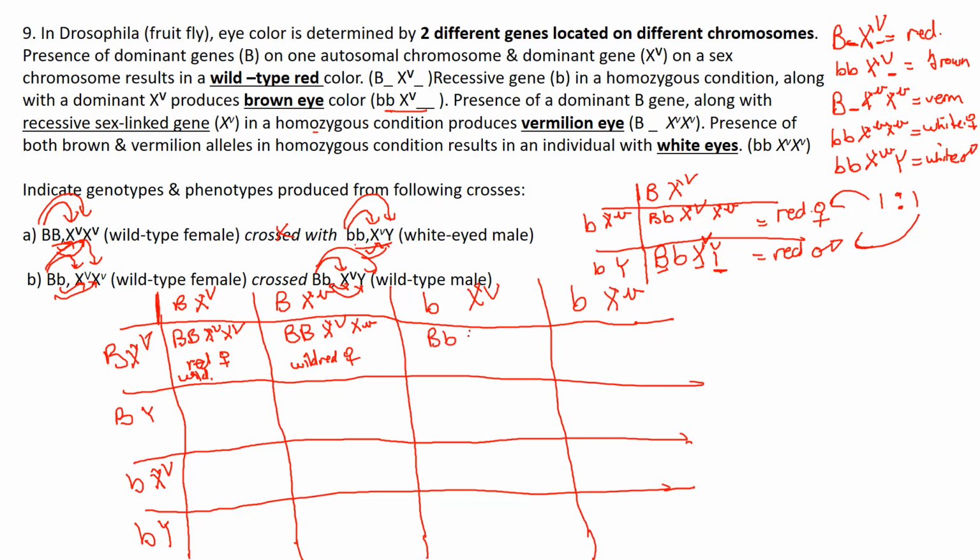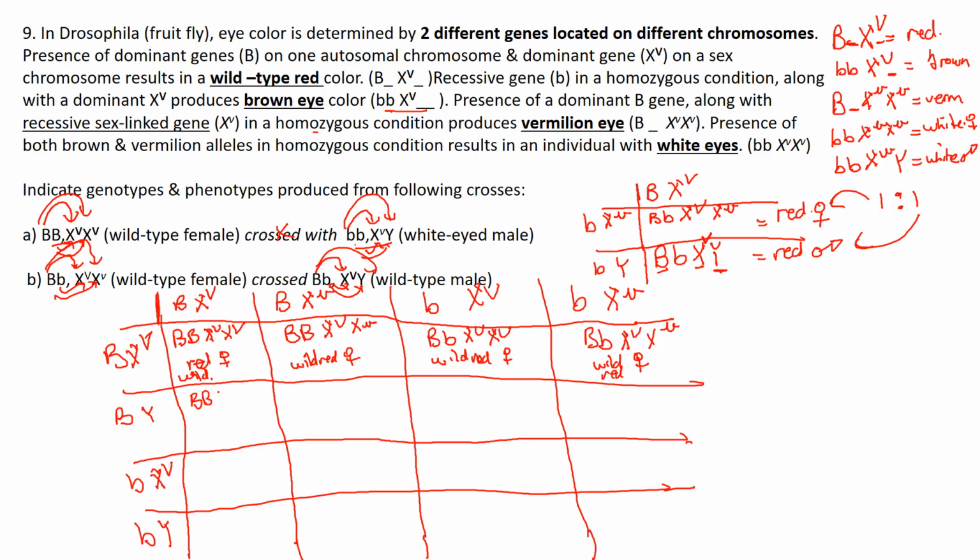Big B, little b, X with the capital V, X with the capital V. That's going to be a wild red female again. Capital B, little b, X with a big V, X with a little v. That's going to be a wild female, red female. Okay, my hand's getting sore here now.